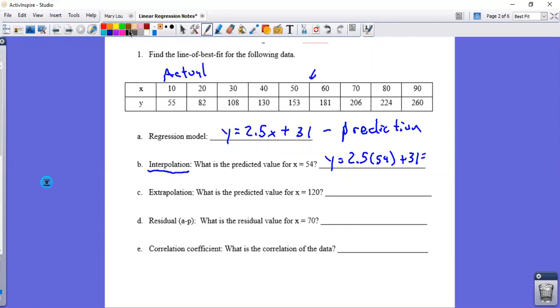So grab your calculator. You'll already be on Desmos, so you can plug it into Desmos. 2.5 times 54 plus 31, you get 166. So what's the prediction for x equals 54? 166. And like I said, it does come in between those numbers.